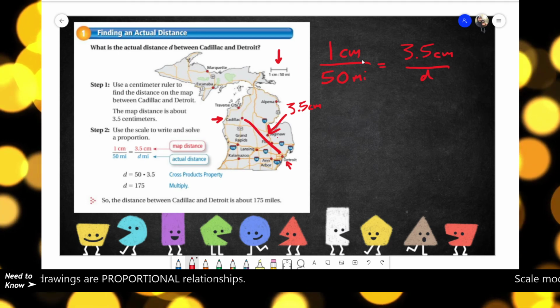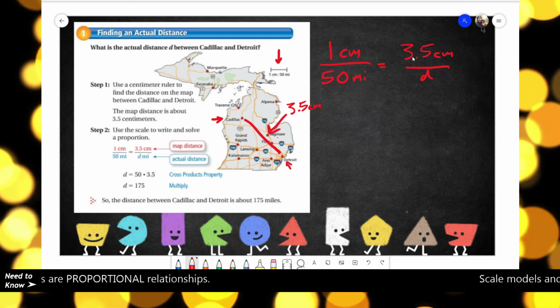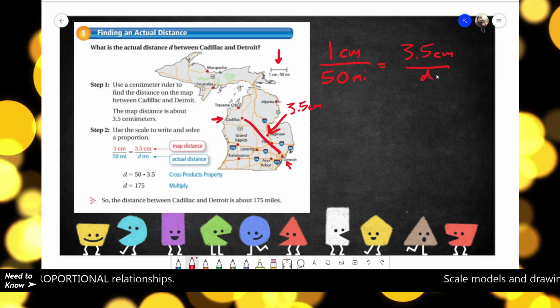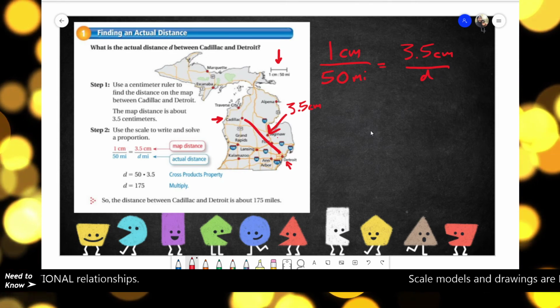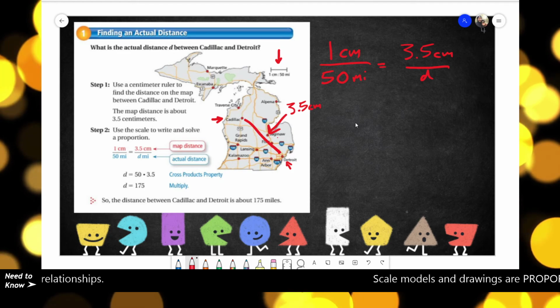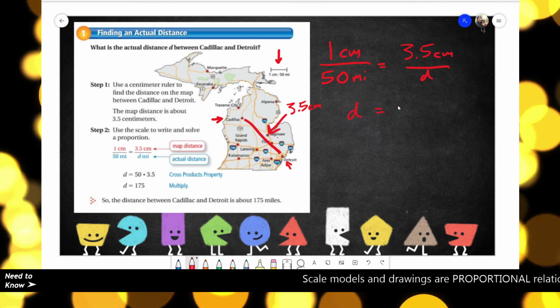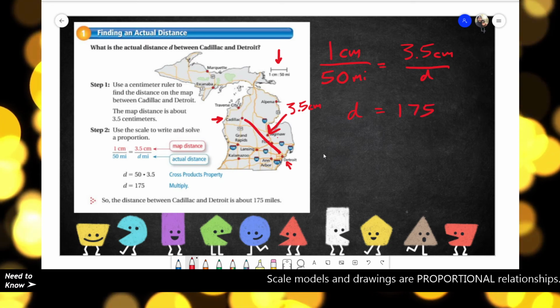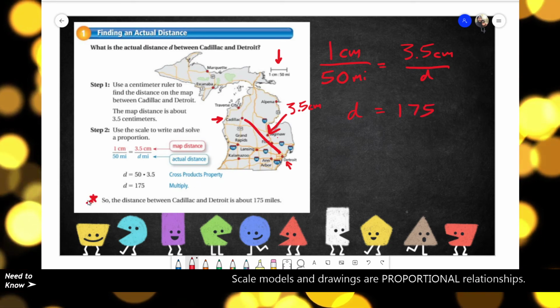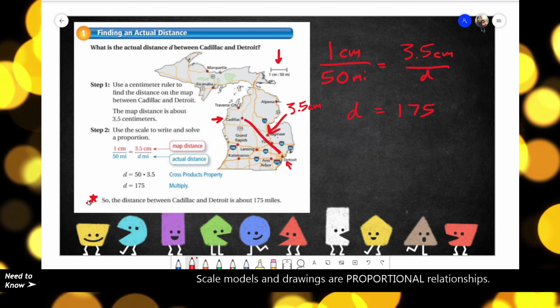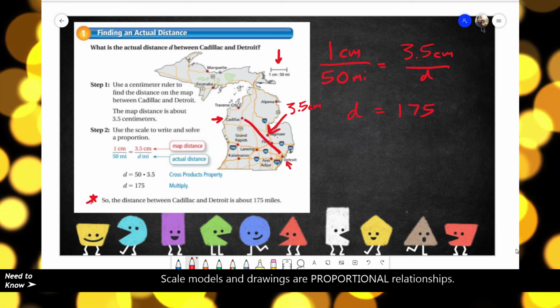So here's my proportion. 1 centimeter is to 50 miles, as 3.5 centimeters is to D. And then, of course, to solve the proportion, we cross multiply. D times 1 is D, and 50 times 3.5 is 175. So what that means is, in the real world, the distance between Cadillac and Detroit is about 175 miles.